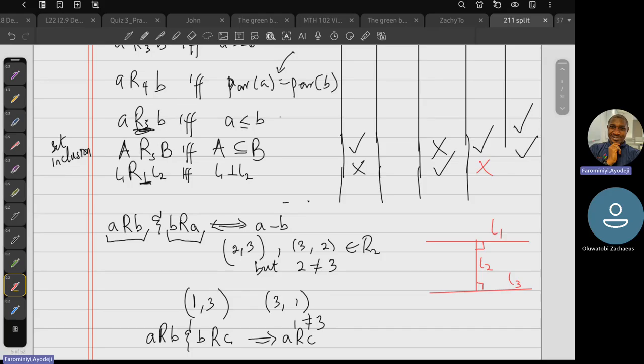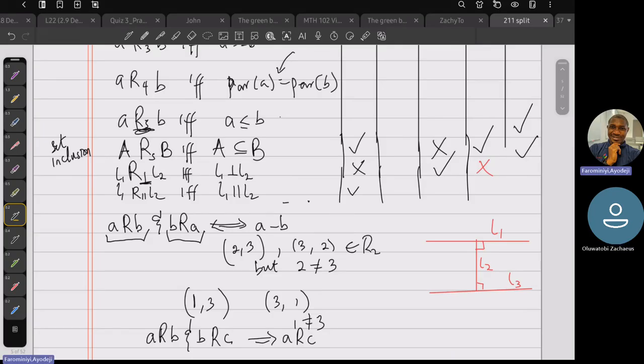Then what about if we do parallelism instead? Line 1 is related to line 2 if and only if line 1 is parallel to line 2. Is it reflexive? Line 1 is parallel to itself. Good. Yes, so it is reflexive.